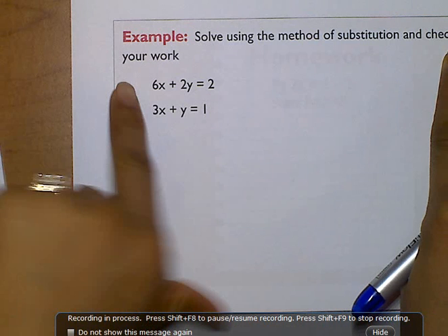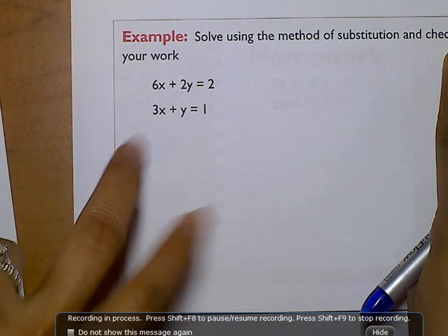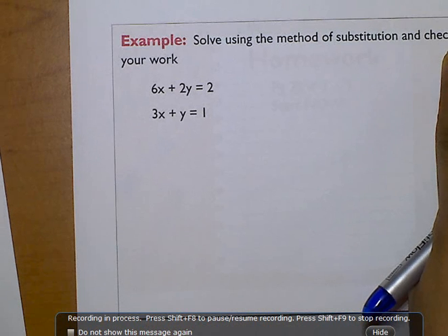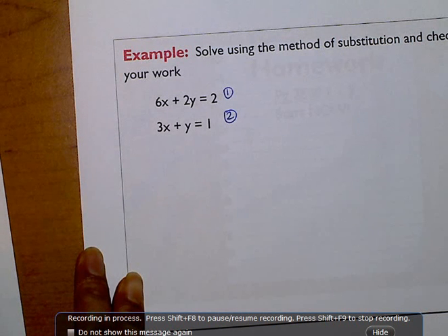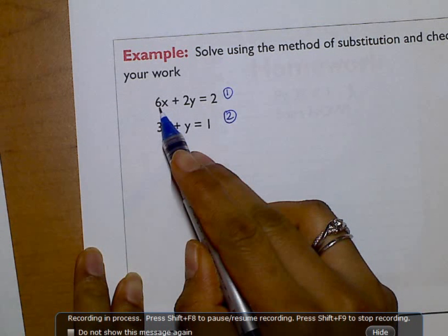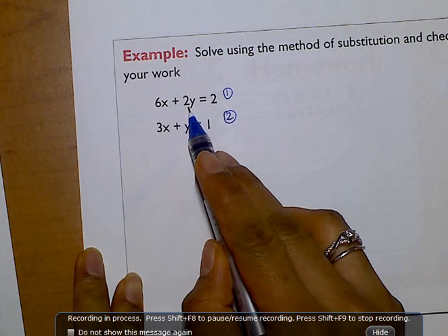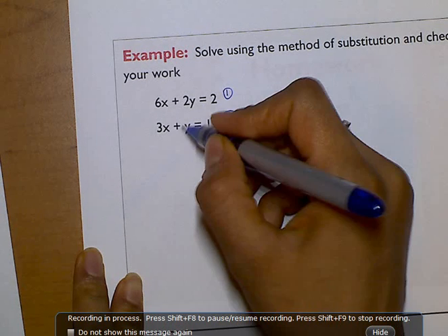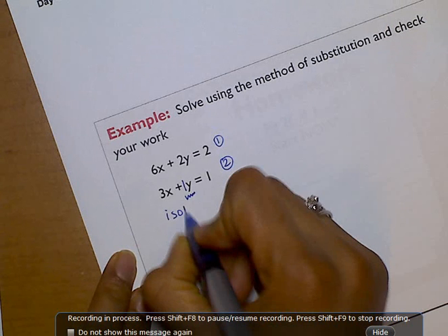I'm going to see which one is easier for me to isolate. Here I have a coefficient of 6, so that's not good. A coefficient of 2 is not going to really help me. Coefficient of 3, and I also have a coefficient of 1. So this is what I'm going to be isolating: y in equation number 2. Essentially, isolation means to solve. So I'm going to move the 3x to the other side. So I have y equals 1 minus 3x, and that becomes a new equation, which is equation 3.